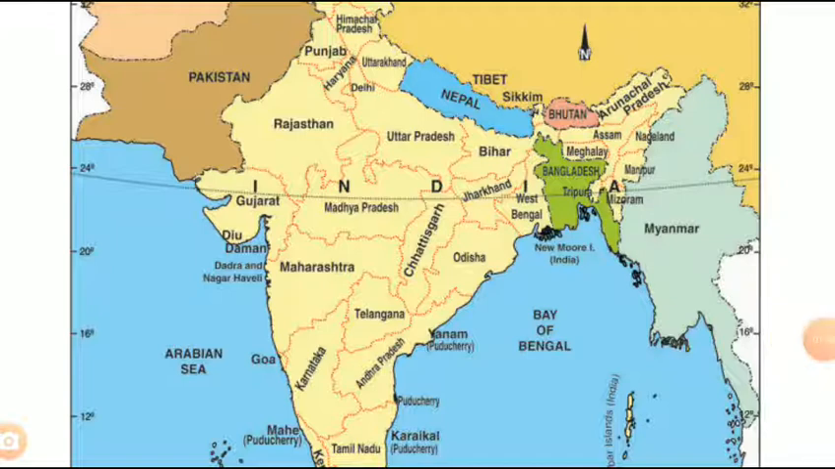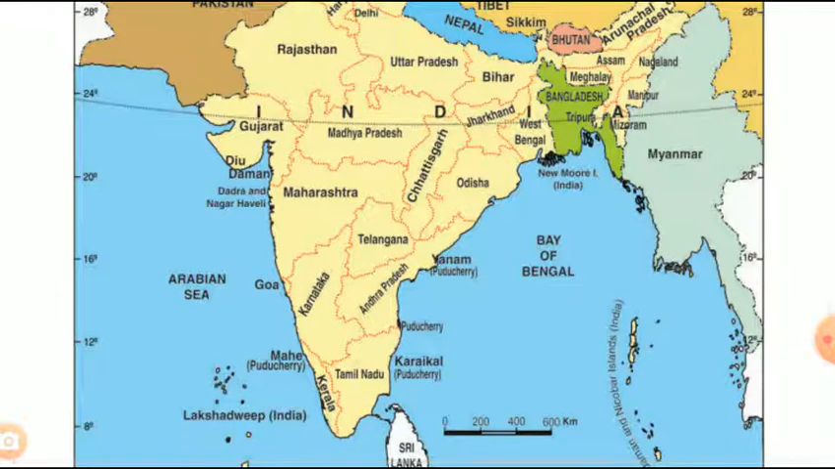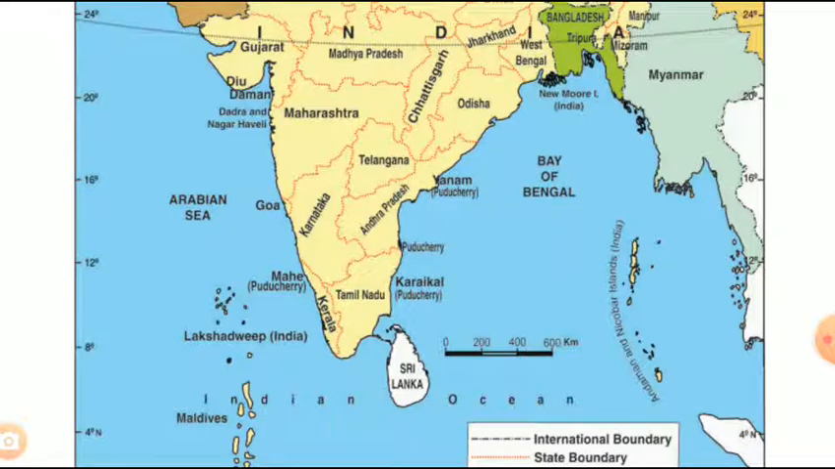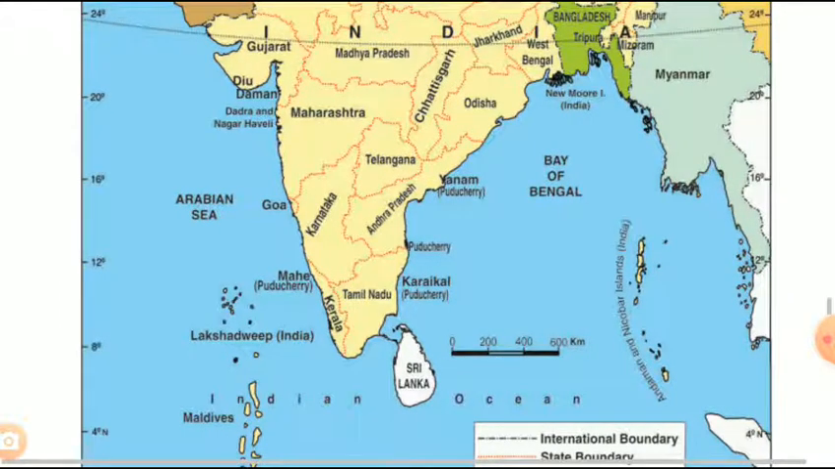We are aware about different land areas that are connected to India. Now let us find out which are different water bodies that are surrounding India. If we start from the east side, we have Bay of Bengal. Then in the south, we are having Indian Ocean, and in west direction, the water body is Arabian Sea.